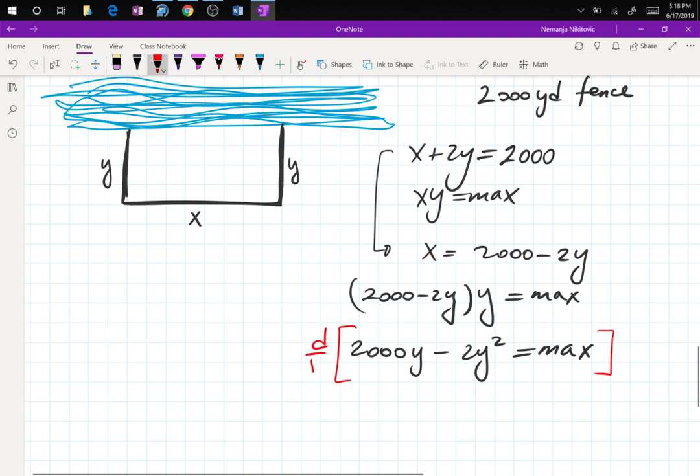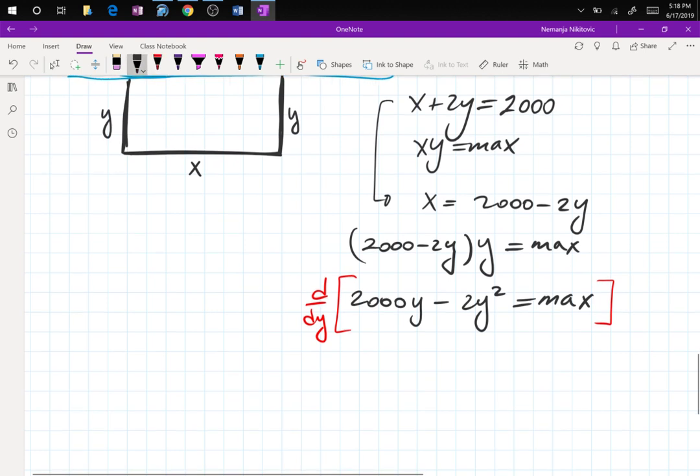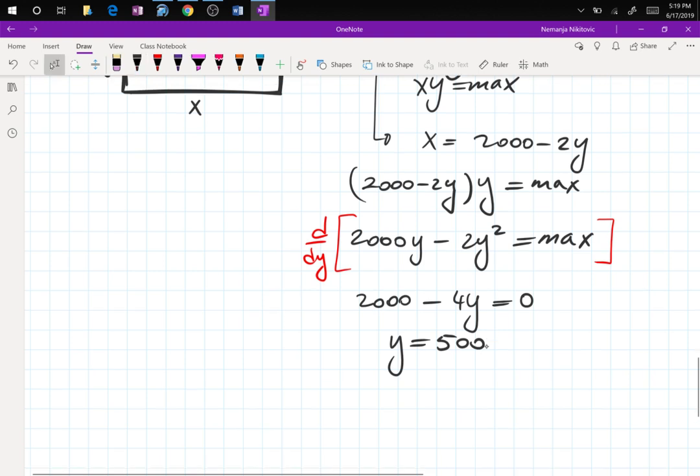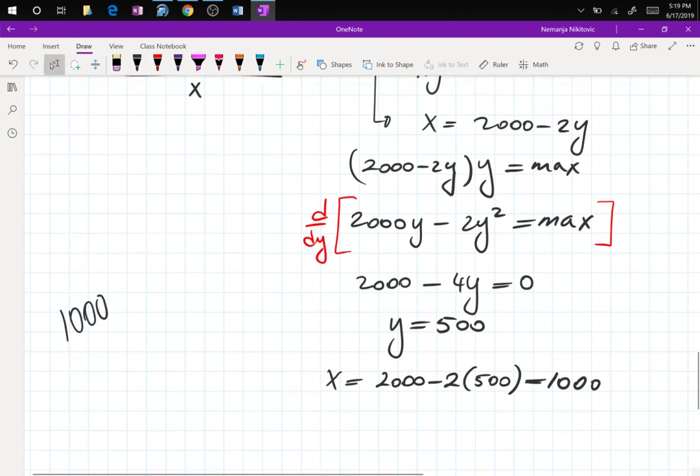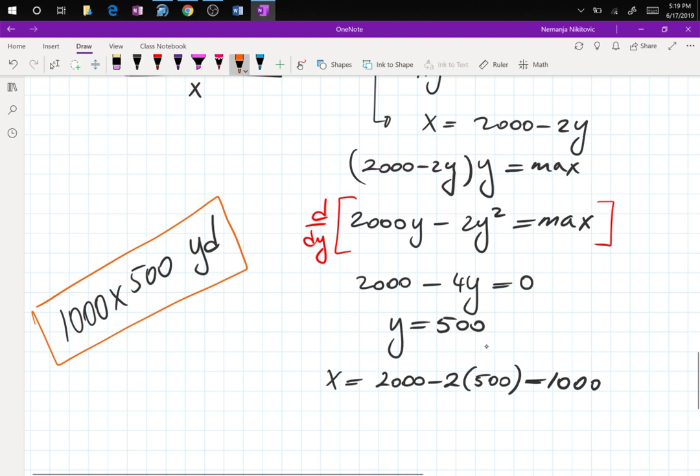So now dy... Yes, but your x is now different, right? x is 2,000 minus 2 times 500, which is 1,000. So the new dimensions are 1,000 by 500 yards. The old dimensions were 500 by 500. This is actually twice the area. We did not fence one side and we got twice the area. Cool, huh?